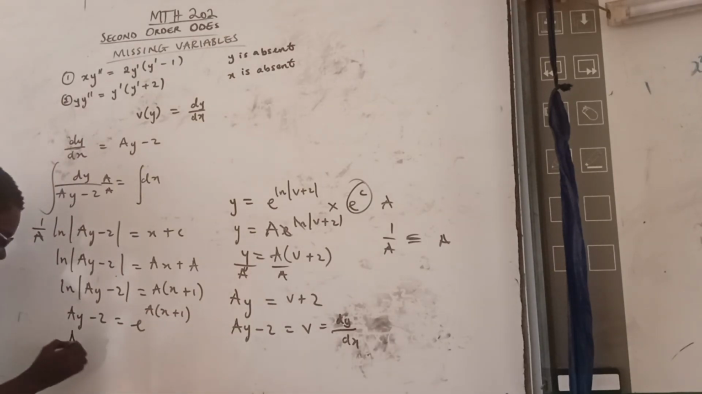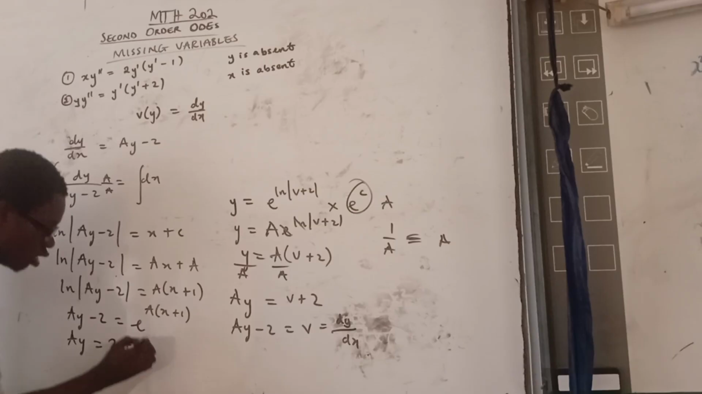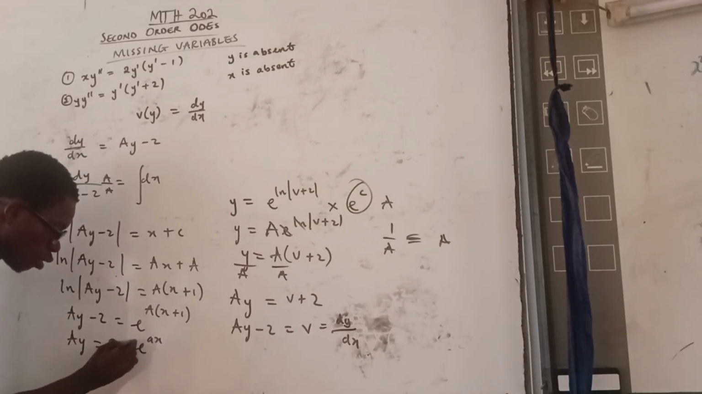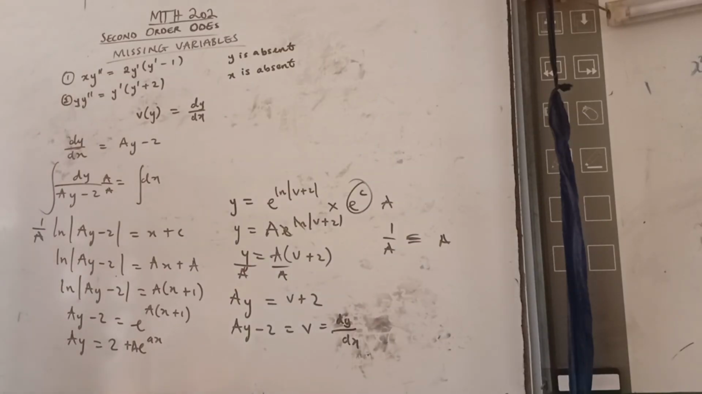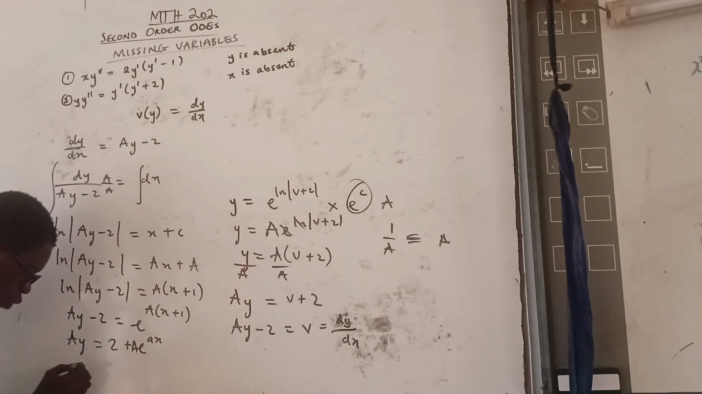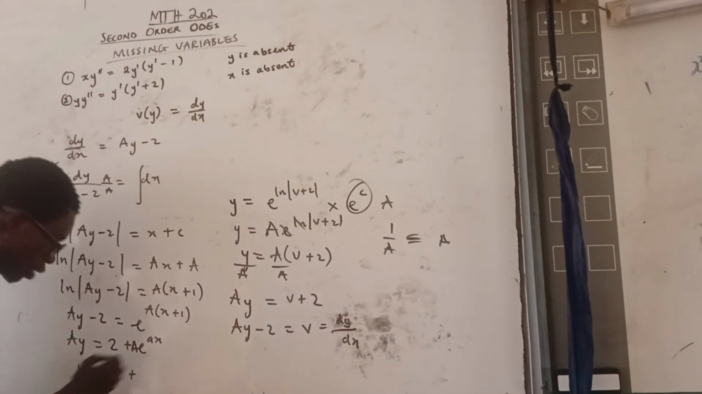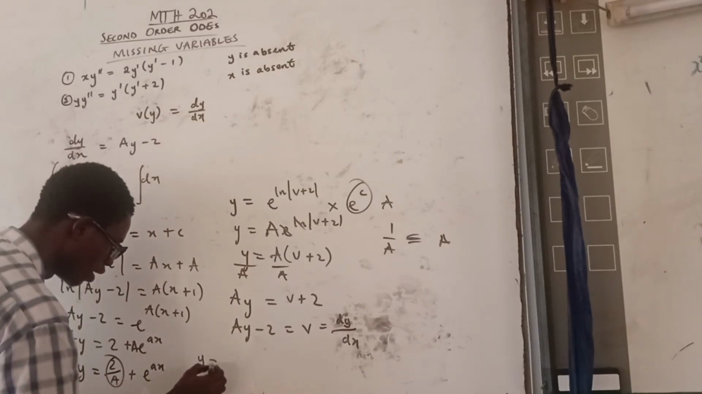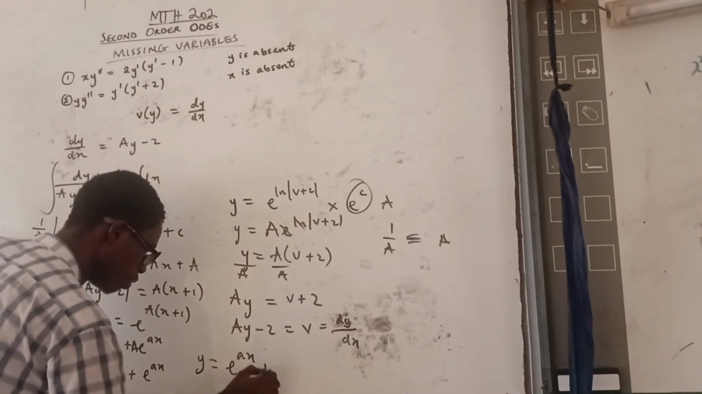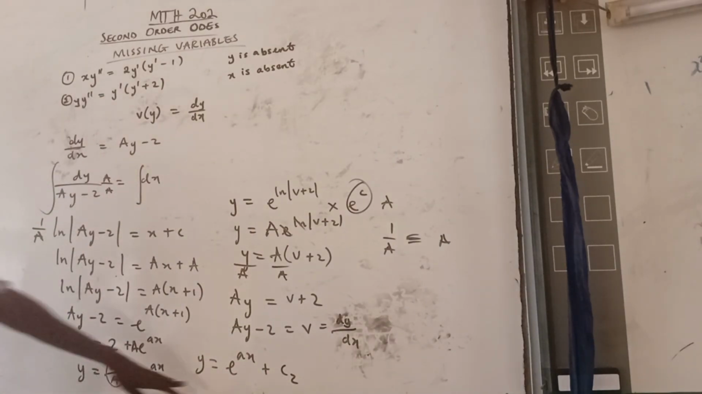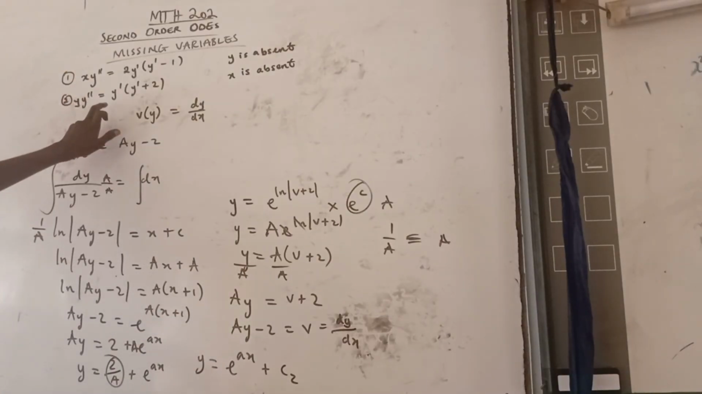So it means ay equals 2 plus e raised power ax plus a. This one can come down an arbitrary constant. So I have y equals, dividing everything by a, 2 over a plus e raised power ax, and the a will cancel out. So I can call this another arbitrary constant, and my final answer is y equals e raised power ax plus c2. This is the final answer for the second ODE.